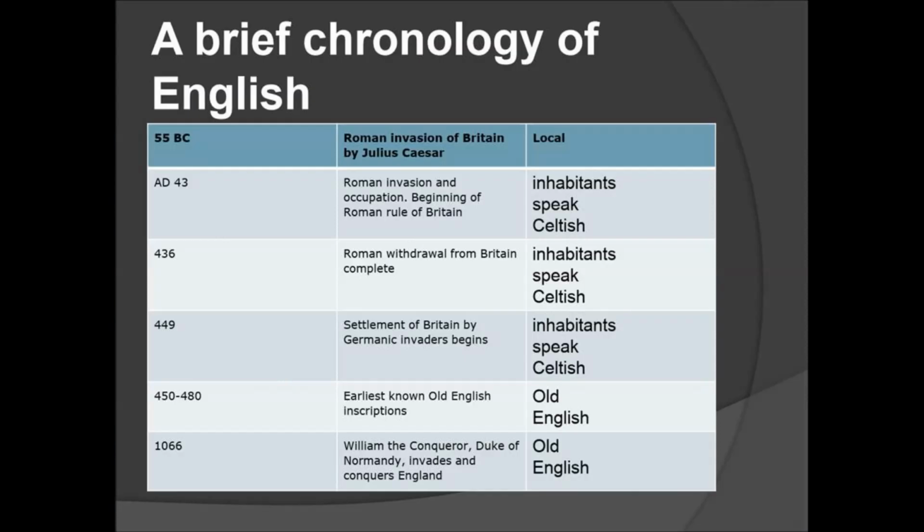Here is a brief chronology of the English language. Around 43 AD, Roman invasion and occupation of Britain began. Around 436 AD, the Romans withdrew from Britain. Around 449, settlement of Britain by Germanic invaders begins. Around 1066, William the Conqueror, Duke of Normandy, invades and conquers England. 1066 is also known as the year of the Norman Conquest. It's a famous year.